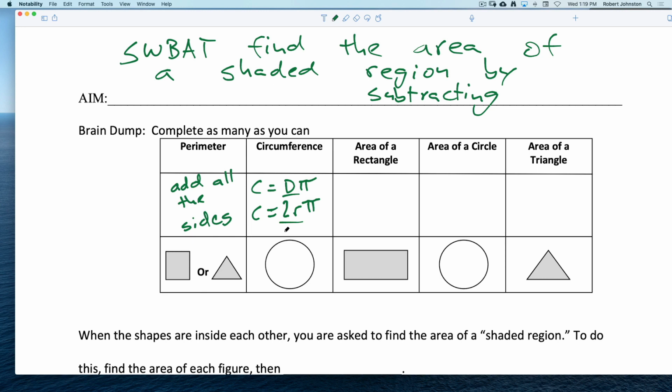Jillian, give me another one you can pick. Area of a circle. Sure. How do you find the area of a circle?